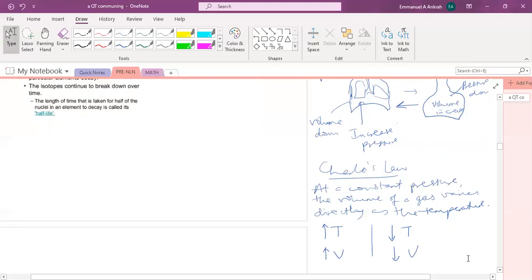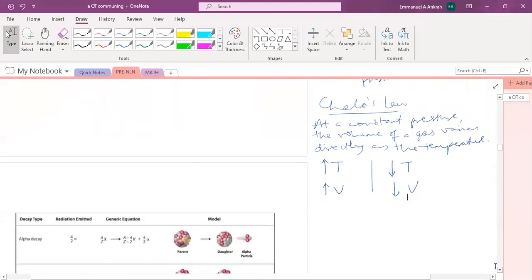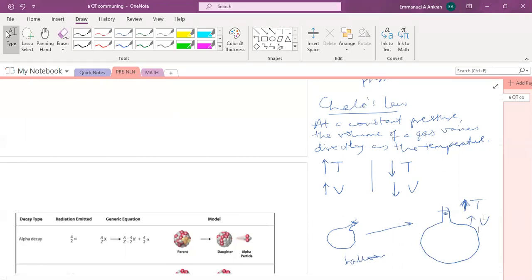Okay. How can you remember this? You can remember this by thinking about the balloon. Take the balloon. If you increase the temperature, the air is going to expand, get bigger and bigger. So here, temperature up, the volume would increase, it expands. So that's what Charles' law says, if you keep the pressure the same, constant pressure. So that's an application of Charles' law.